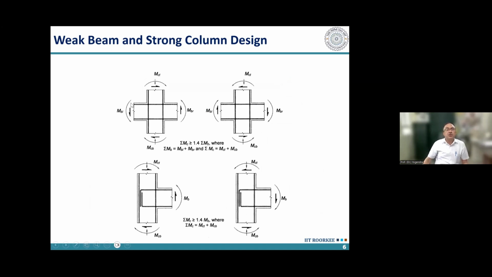So we consider the total moment capacity of the beams which are connecting into a joint, and then we calculate the moment capacity of the columns, and the capacity of the columns should be more than 1.4 times the capacity of the beams. In some joints, interior joints, there are two columns and two beams meeting, whereas in some cases there may be one beam or one column. In the case of a single story building or at the roof, there may be a single column and single beam. So all the beams and columns which are joining into the joint, their capacities are summed up.